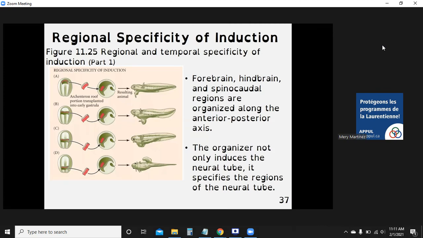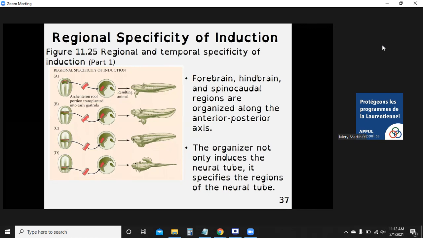During neurulation, that is the next step of gastrula, the forebrain, the hindbrain, and the spinal caudal regions are organized along the anterior posterior axis. So the organizer not only induces the neural tube, but it specifies which region of that neural tube it needs to form. And this is when a lot of things can go wrong.